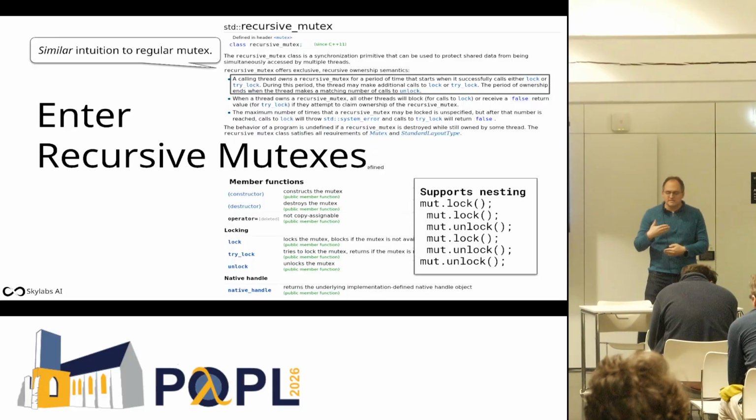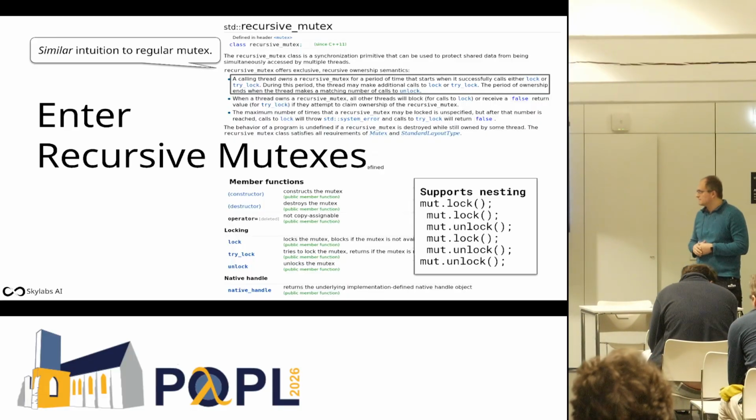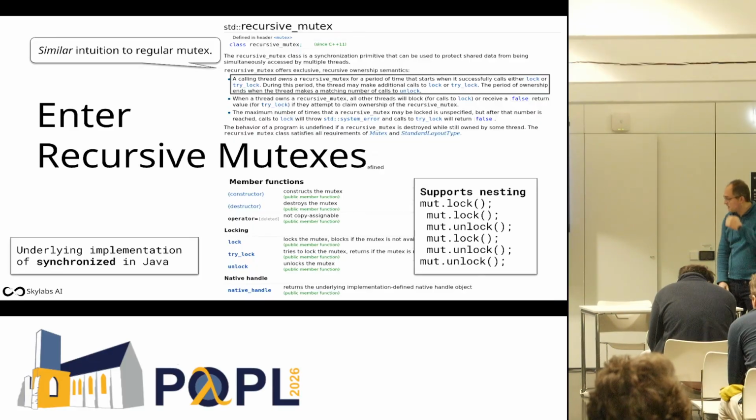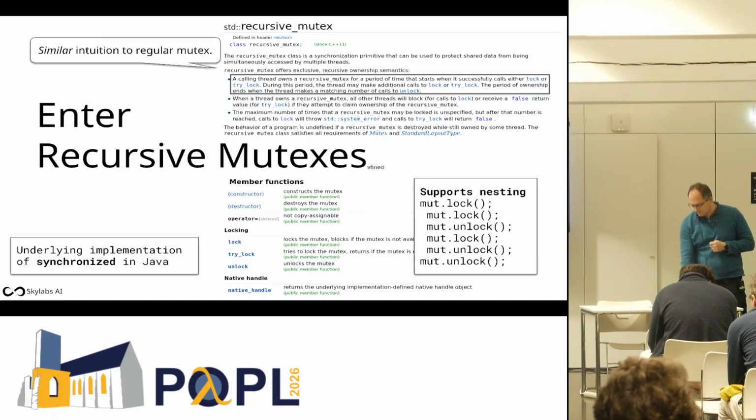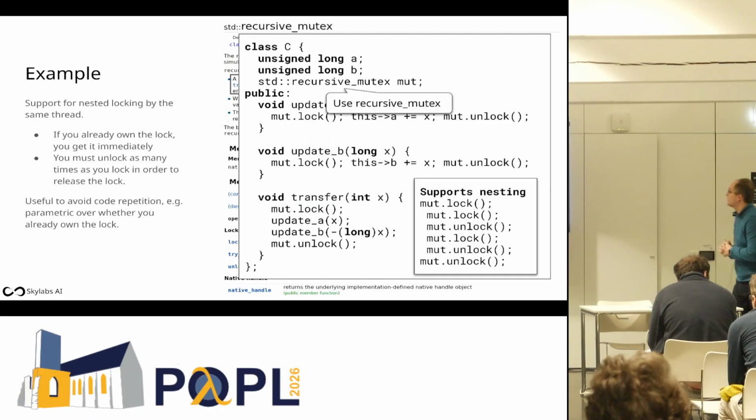So when they say recursive mutex, it's like lexical locking. And this is the concurrency primitive that underlies the implementation of synchronized in Java, which I did many years ago, but I haven't done lately. OK. I'm sure I've lost some people at this point. I apologize for that already.